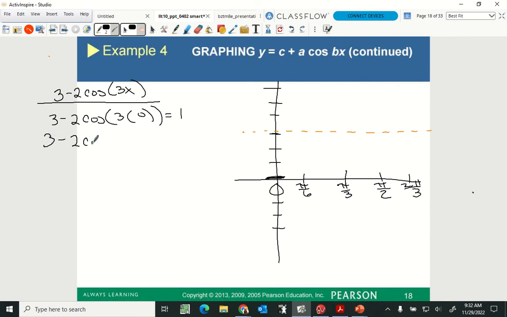3 minus 2 cosine 3 times pi over 6. 3 times pi over 6 is pi over 2, very good. Now put your finger on pi over 2. Now what is cosine at pi over 2? 0. 0 times this negative 2 here, or 0 times the 2, is 0, right? So now it's going to be 3 minus 0. 3.